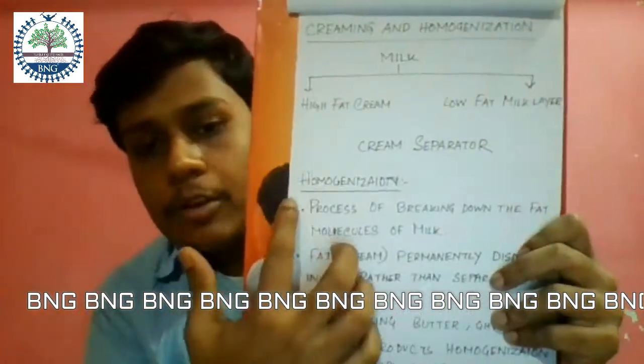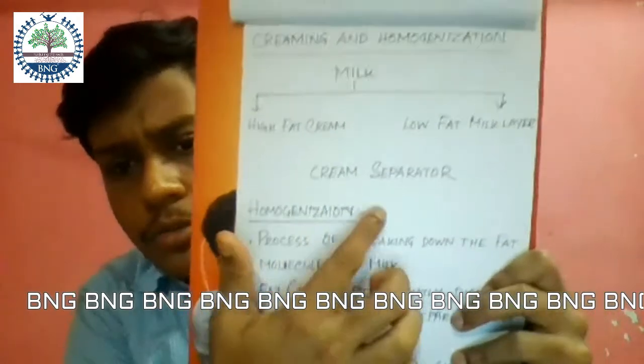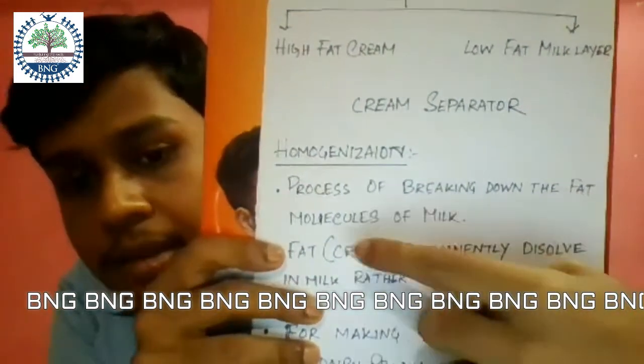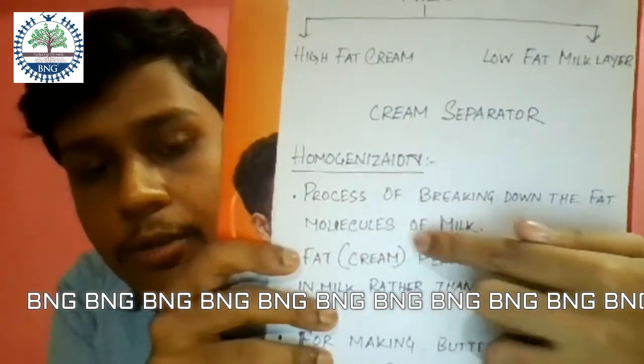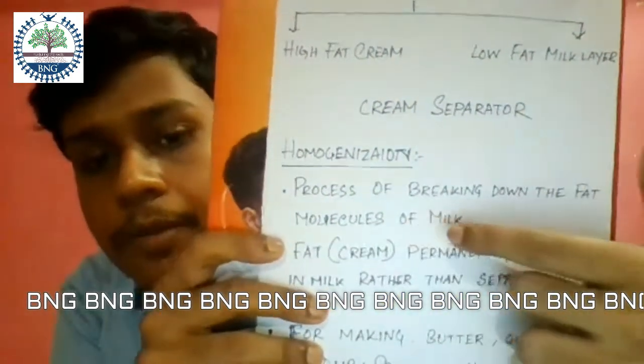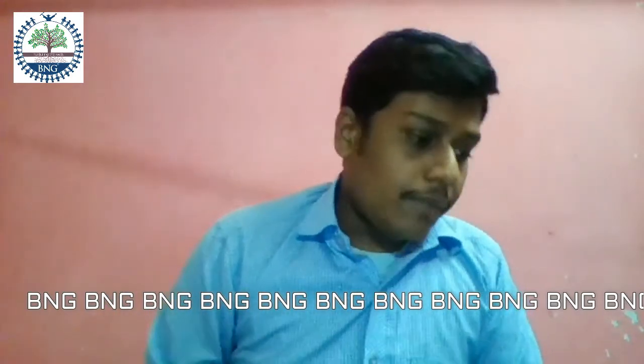The next process is homogenization. What is homogenization? Homogenization is a process of breaking down the fat molecules of milk. It is just the opposite of the creaming process. Creaming is a process by which we separate the cream from the milk. In this process, we have to break the cream down, breaking down the fat molecules of milk.